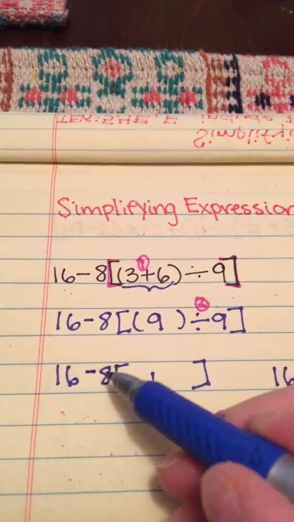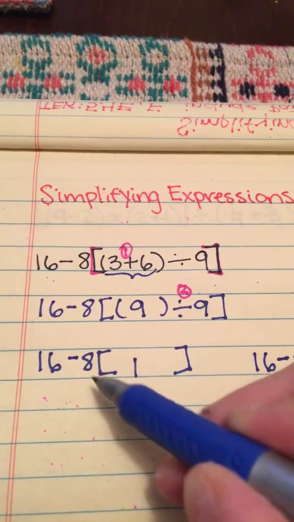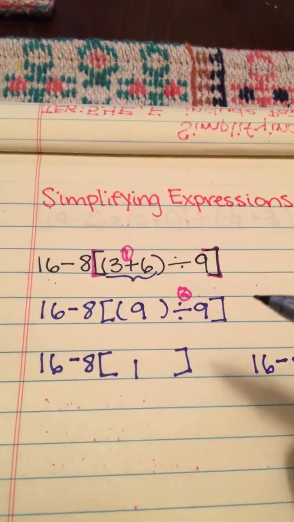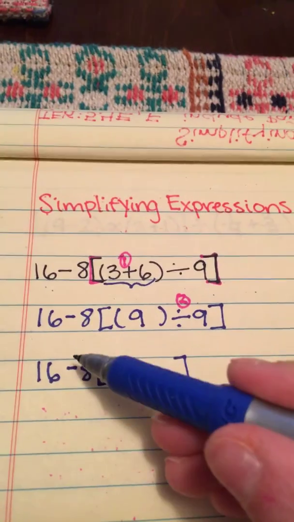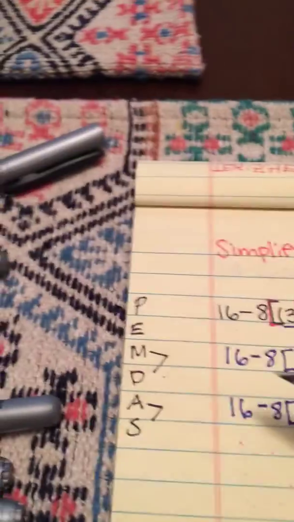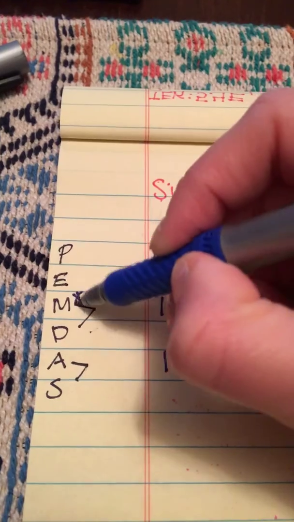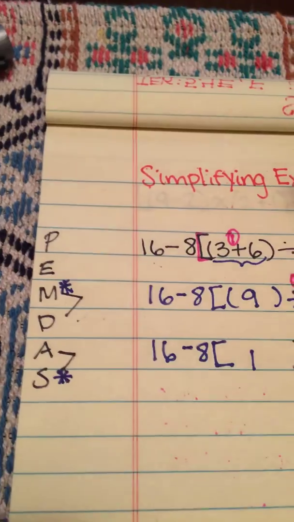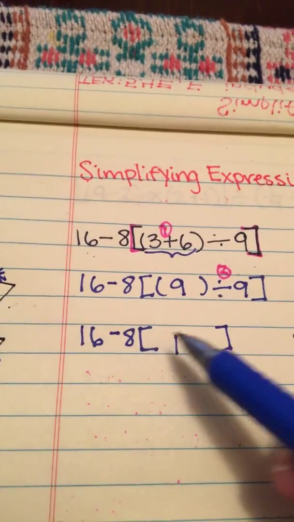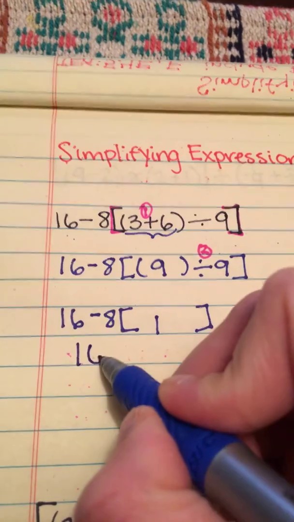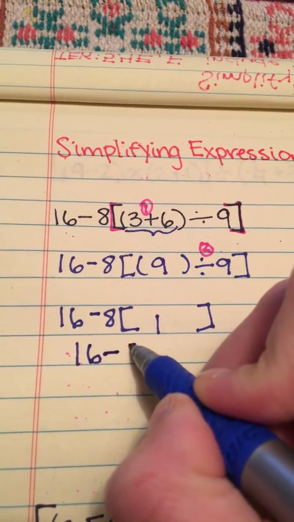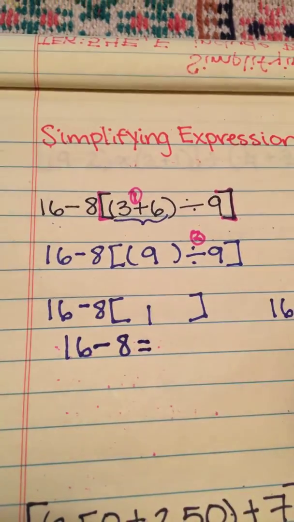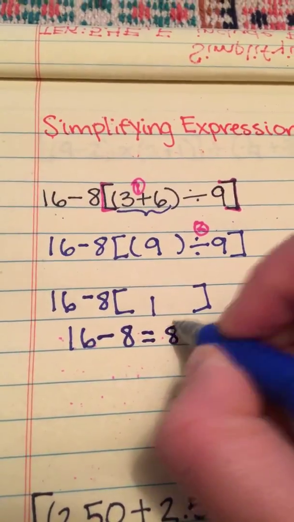Okay, so right here, I know I wrote it out a bit sloppy. This in between here is multiplication. Okay, so I have subtraction and multiplication. If I go back and look at my PEMDAS, multiplication comes before subtraction. Okay, so I need to multiply 8 times 1. So now I'm going to have 16 minus 8, which would give me 8.